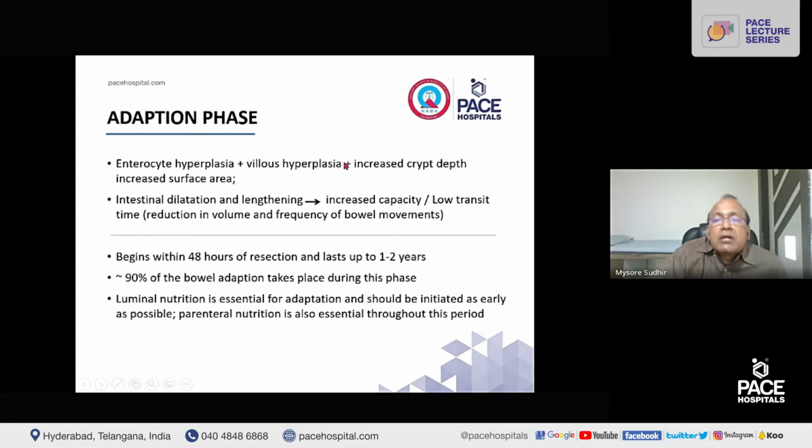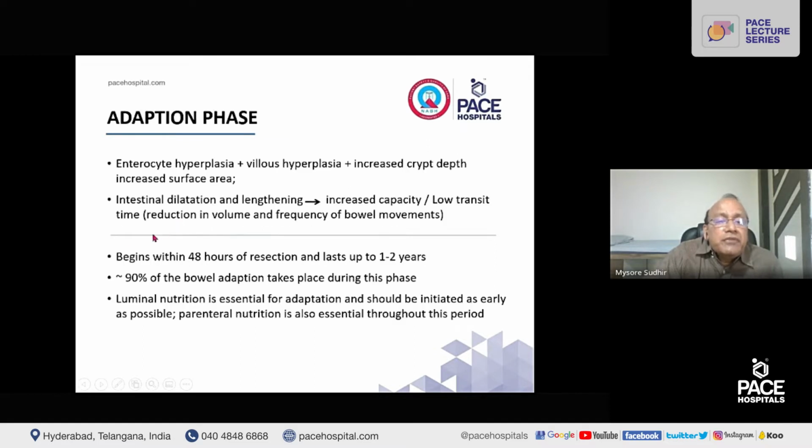Villus hyperplasia can also occur. The crypt depths will keep increasing so as to increase the surface area for absorption. This is nature's mechanism for the remaining bowel to adapt itself. You can imagine there will be intestinal dilatation and lengthening, an increase in length by several centimeters, as I mentioned. That's nature's mechanism for improving absorption. There will be an increase in capacity, and a slower transit time in the bowel movements.